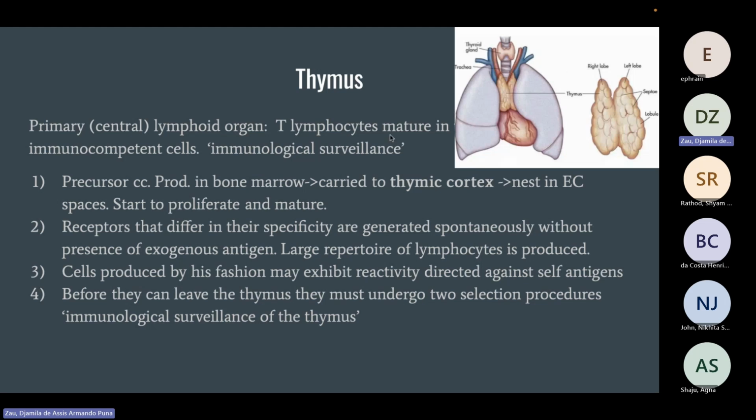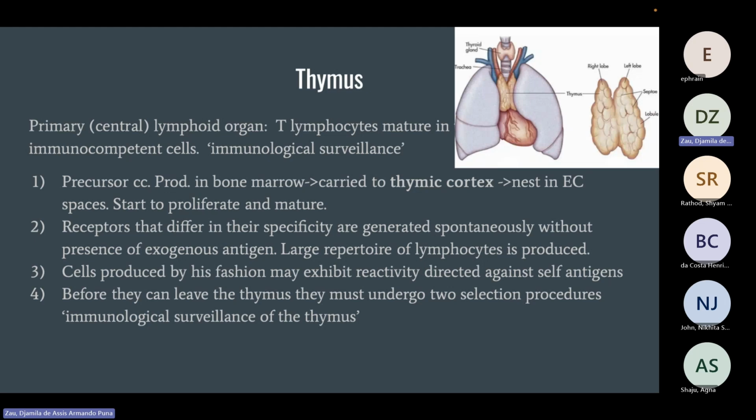So the thymus is important. It's known as the primary lymphoid organ because the T lymphocytes, which are the cells that help fight infection and protect our body, are created in the bone marrow, but they mature into immunocompetent cells, the mature cells, in the thymus. So once they go to the thymus, they mature and then they're ready to protect us and fight all these antigens. This is known as immunological surveillance, and the thymus is responsible for it. Because of the thymus, we have a proper immune system.